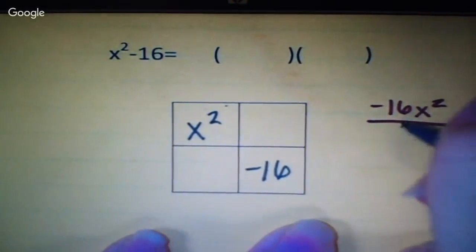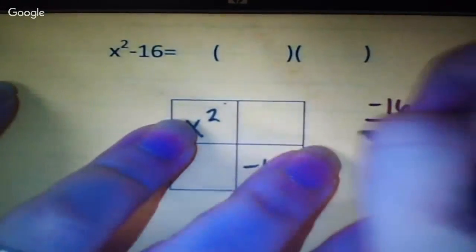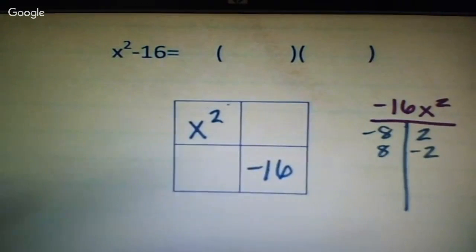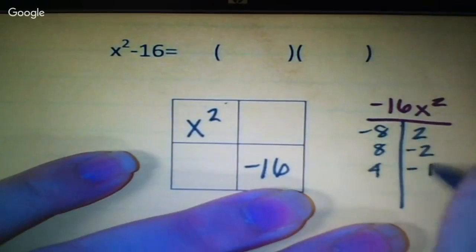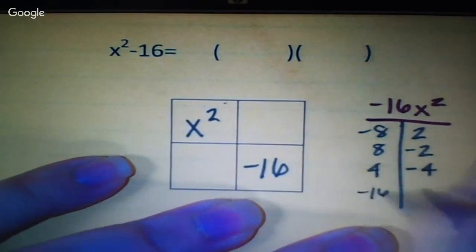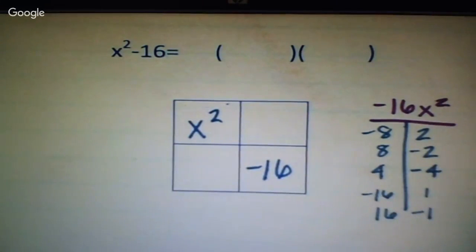So give me factors of negative 16. Negative 8 and 2, which means I can also do positive 8 and negative 2. I can do 4 and negative 4. What else can I do? Negative 16 and 1, and positive 16 and negative 1. You told me my B value is non-existent, which means it has a value of 0. Which one of those go together? 4 and negative 4.